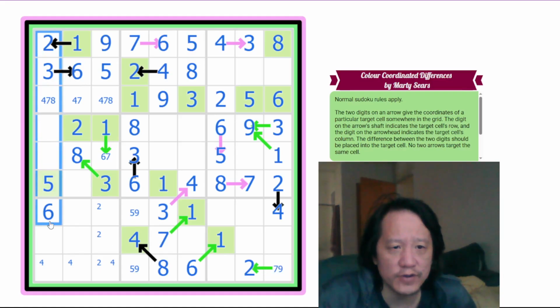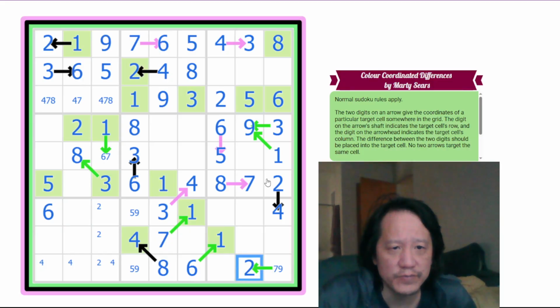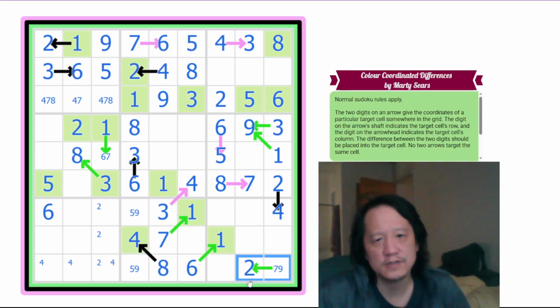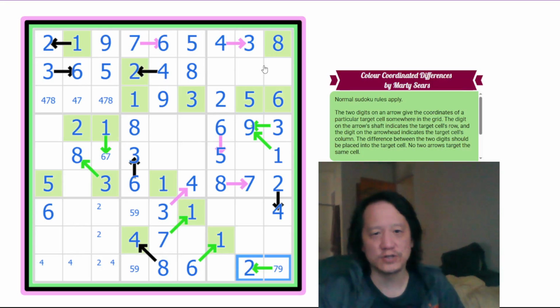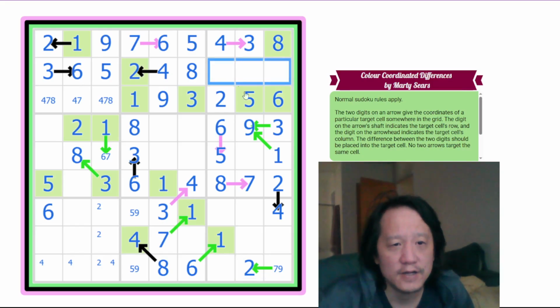Row 7, column 2 could be a 5. Okay, so that is a problem. Huh. So I did it the wrong one here. I was saying that's row 2, column 7. So that looks like it's the answer, but let's try to actually get it there.